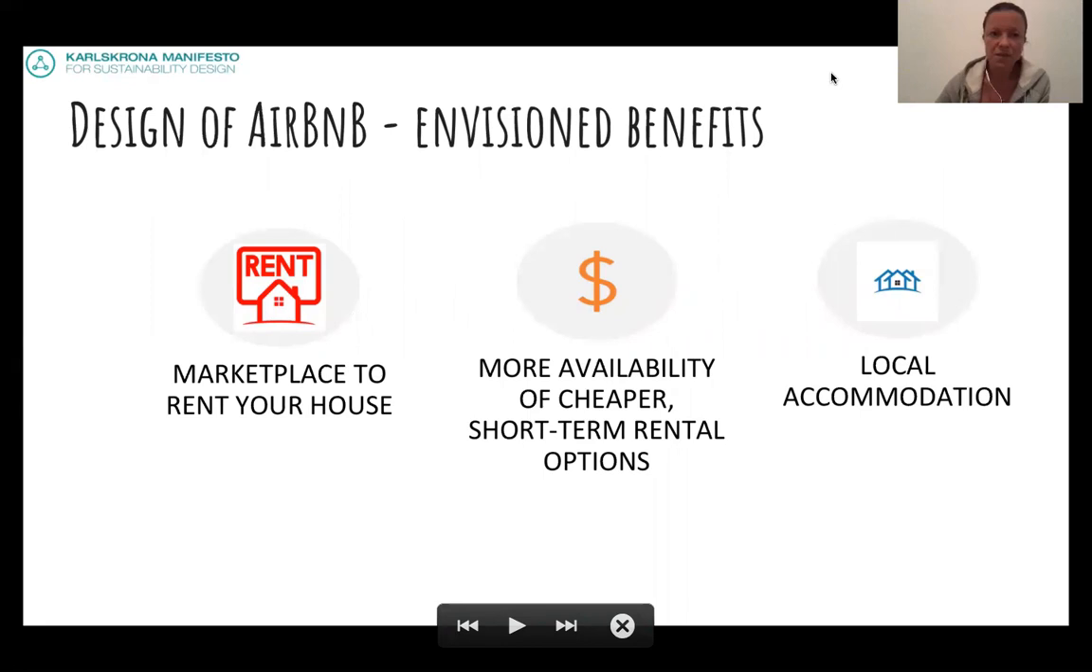When you think about a software system, for example, Airbnb, that rented out short-term things, apartments or just rooms or entire houses, a marketplace to rent out your house. The envisioned benefits were that it would bring more availability of cheaper short-term rental options and local accommodation for travelers. So the idea is, if I go travel to a different city, I can get a room from somebody who's traveling at the same time or just has a spare room. And while I'm gone, I may also decide to rent out my room or my house or my apartment to somebody who's traveling to my city. Perfect idea, the sharing economy par excellence.